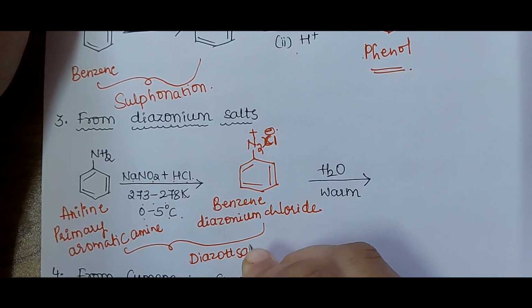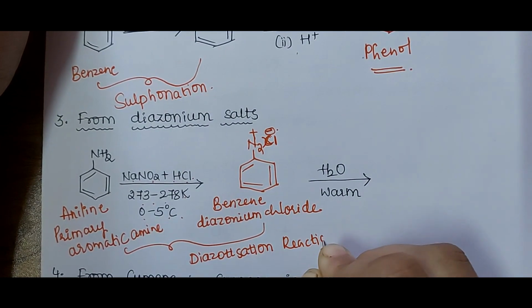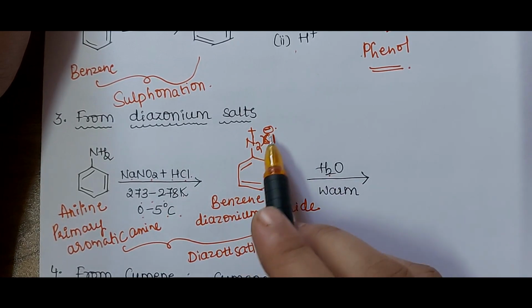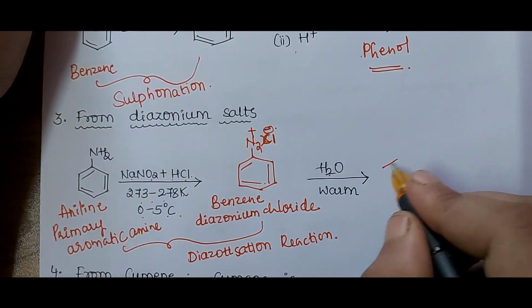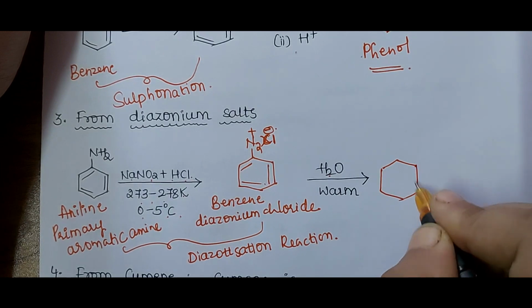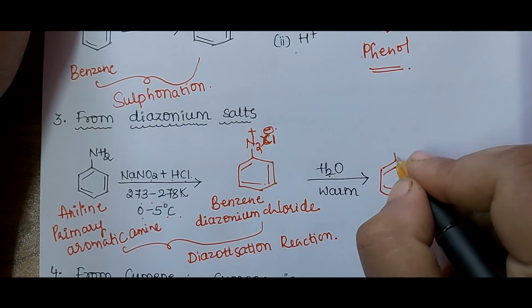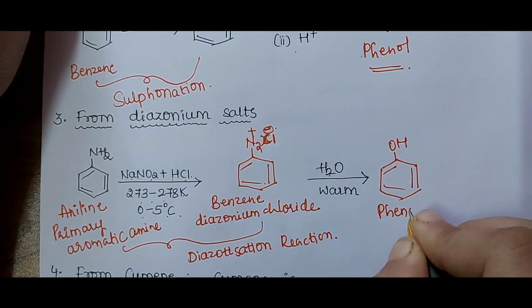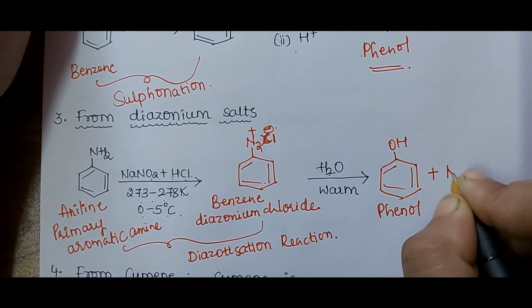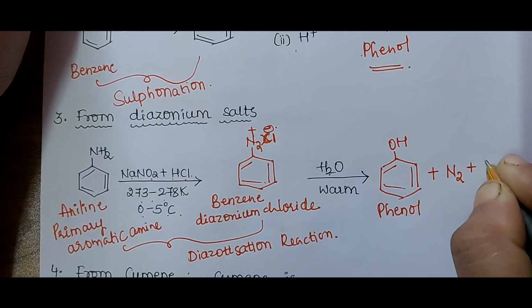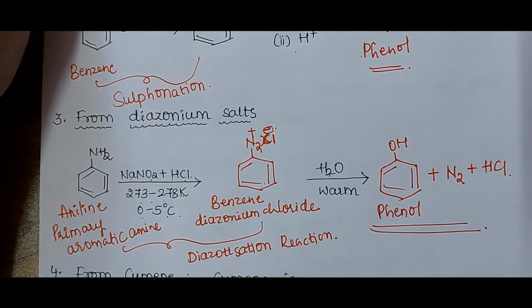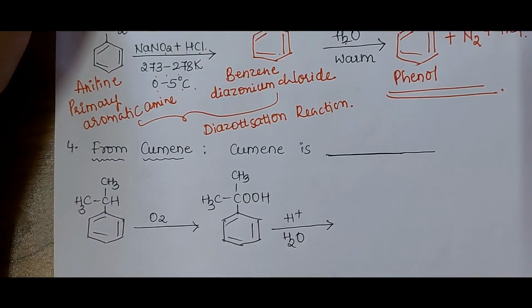Now this diazonium salt on treating with warm water results in the formation of phenol, displacing nitrogen gas. When it reacts with water, N2 gas is displaced and Cl reacts with H. So the resulting product obtained is phenol, and again it is important for your theory exams. The product obtained is phenol, plus the byproducts obtained are N2 gas, along with HCl, and this is another method of preparation of phenol, that is from diazonium salt.